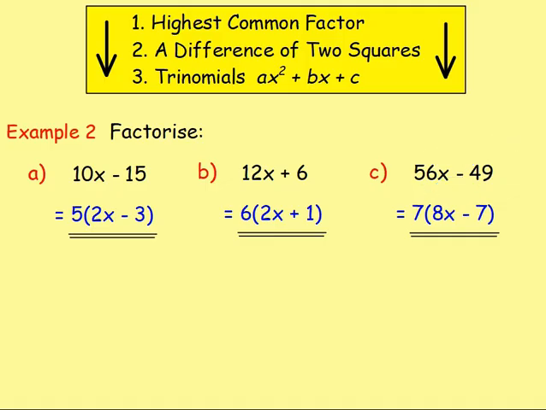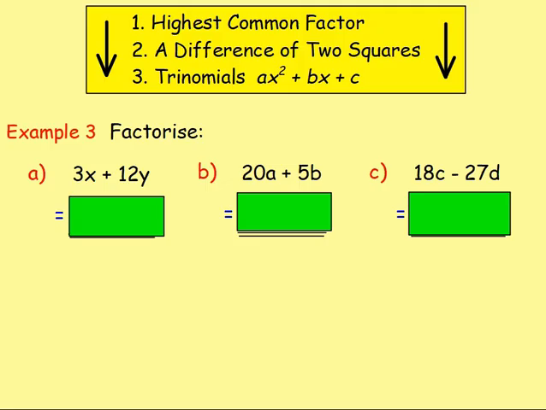You've done it. Woo! Let's try some more examples. Example 3. Factorise 3x add 12y. Harley, hit me. The highest common factor is... I think the biggest times table that both 3 and 12 are in is 3. Good. So 3 is the highest common factor.